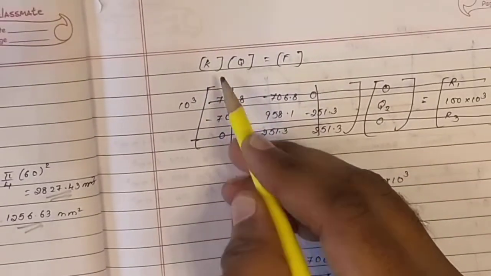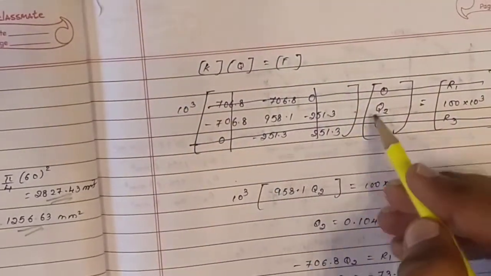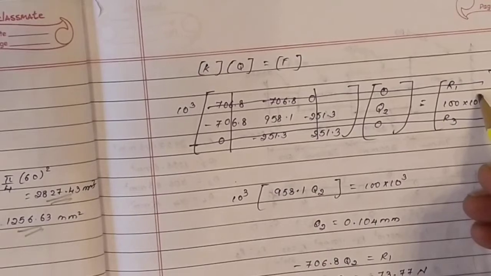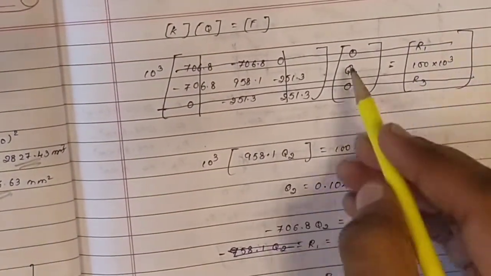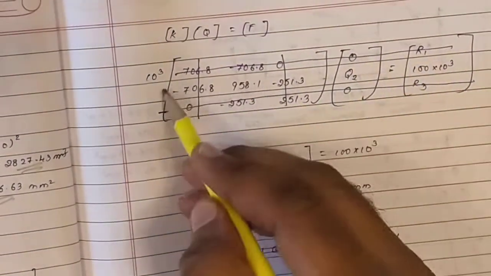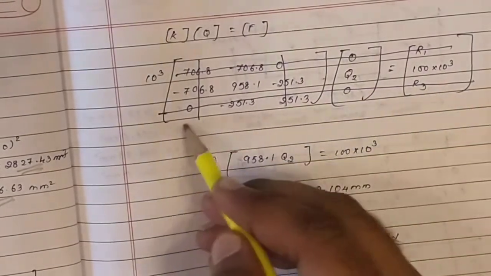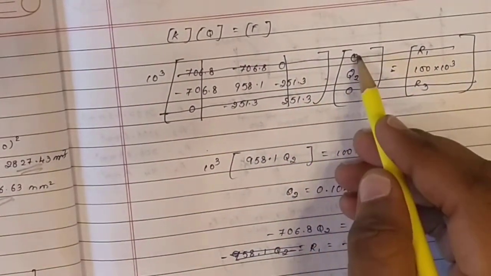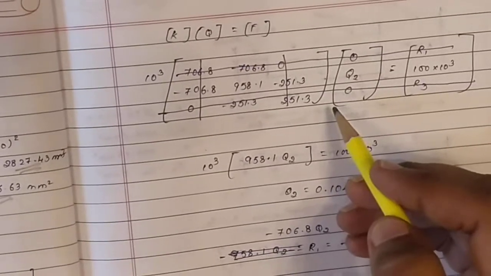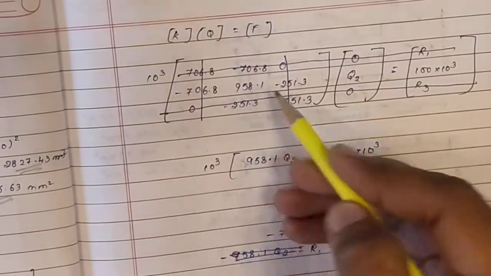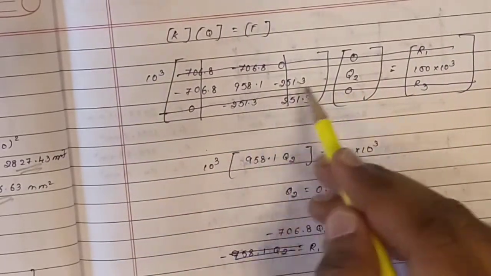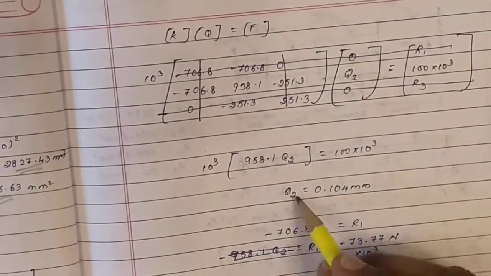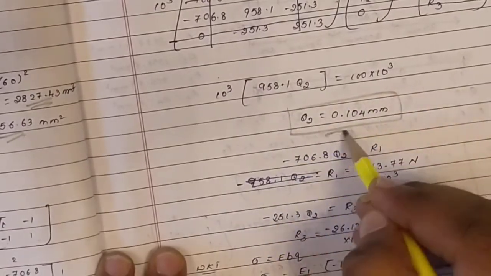Next is the finite element equation. KQ is equal to F. This is K, Q is here, F is here. Using the elimination method, wherever there is 0, eliminate that row and that column. Here it is 0 for the first and third. So just one term is left out. This 10 power 3 is common. This into this will be equal to this. So you'll get only Q2.